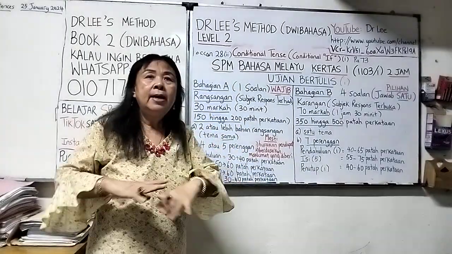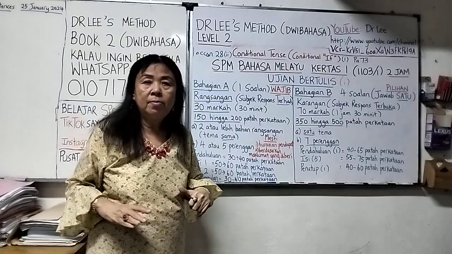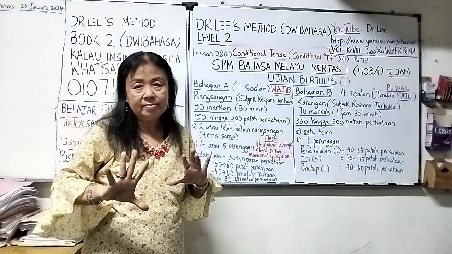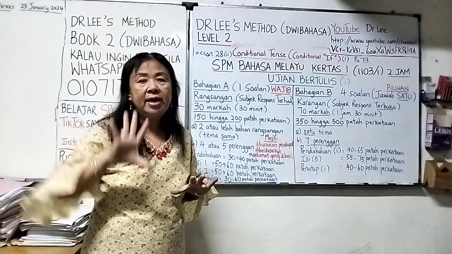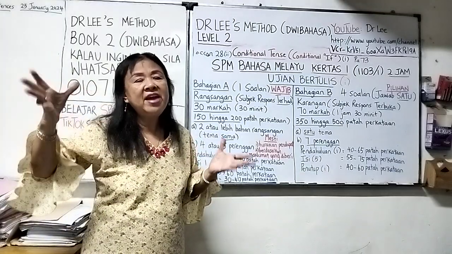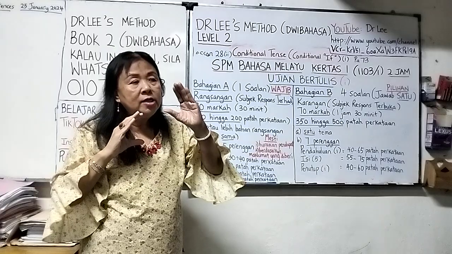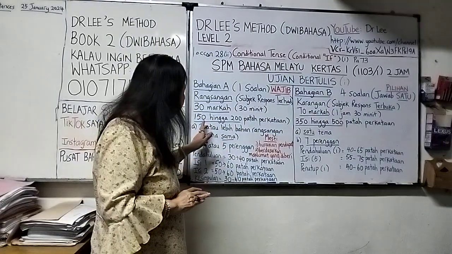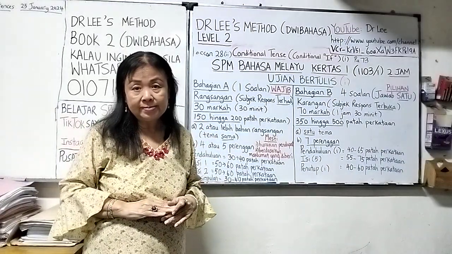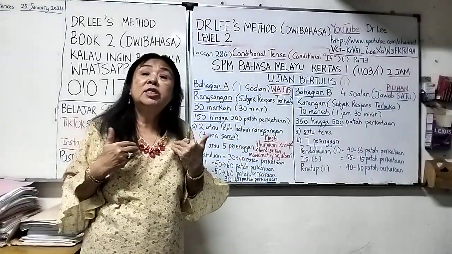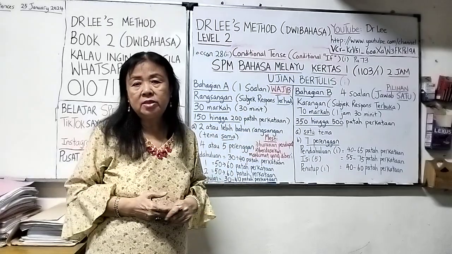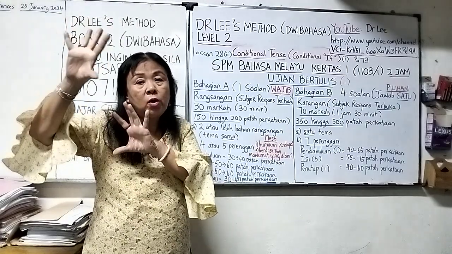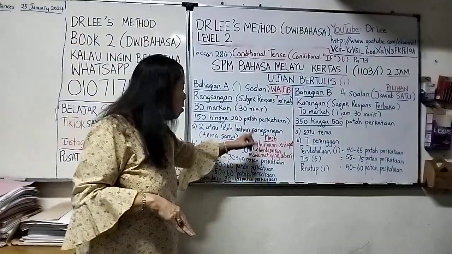It comes under what we call rangsangan, more or less guided, whereby you may have a picture and notes or points, or a chart and a picture, or 2 pictures. You are given 30 minutes to complete this essay of 150 to 200 words. So it is suggested that you spend 30 minutes on bahagian A, where you refer to pictures or graphs or illustrations, 2 or more than 2.